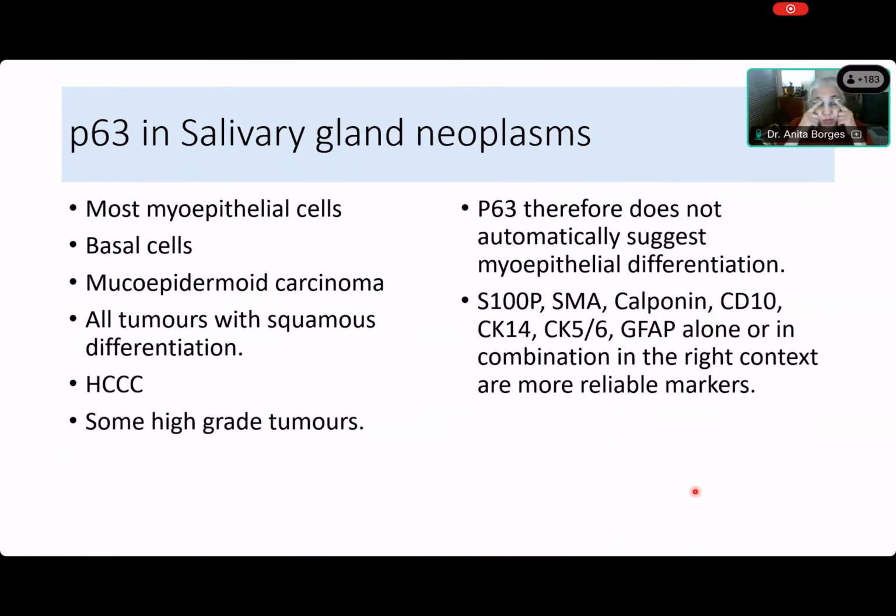Just to recapitulate everything I've said, P63 is present in most myoepithelial cells and in all basal cells. It is also expressed in mucoepidermoid carcinoma. So when you do P63 in a salivary gland tumor and it is positive, it does not mean it's either myoepithelial or basal. It can be expressed in the epidermoid component of a mucoepidermoid carcinoma, because all tumors with squamous differentiation will express P63. That's what we use P63 a lot for, to look for squamous differentiation. Yes, it is expressed in hyalinizing clear cell carcinoma, which we now call just clear cell carcinoma, and in some high-grade tumors. It doesn't matter what the tumor is.